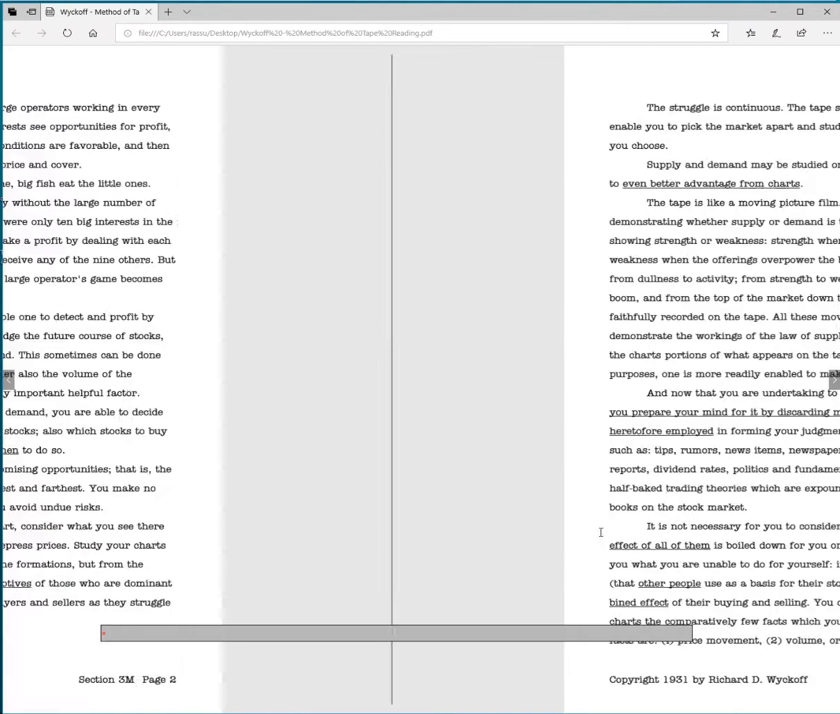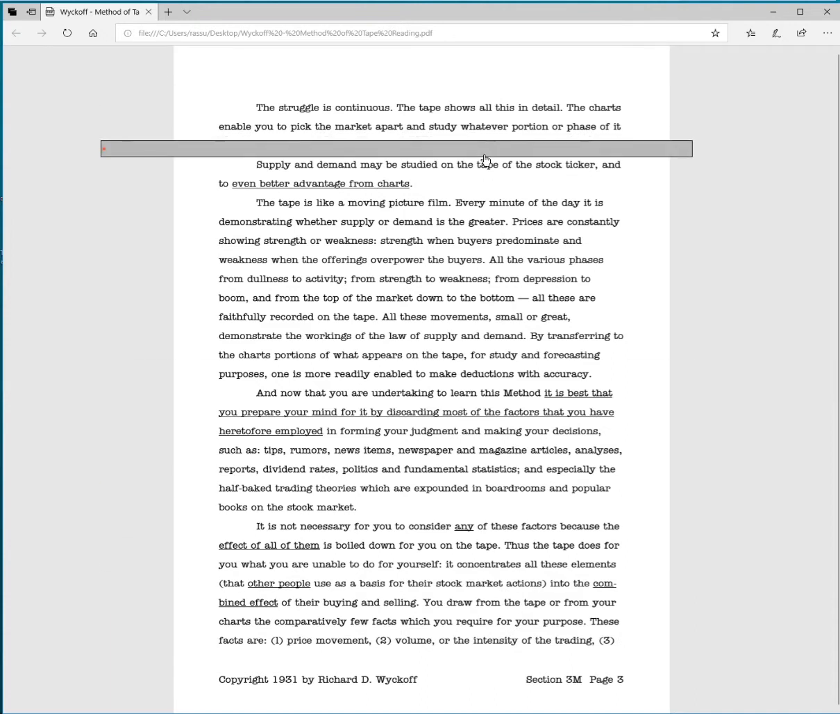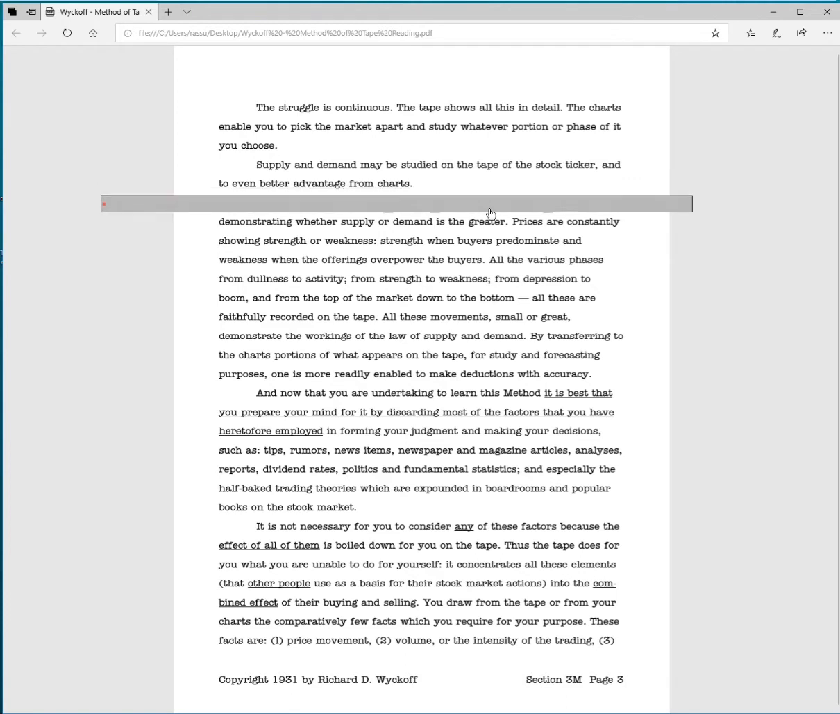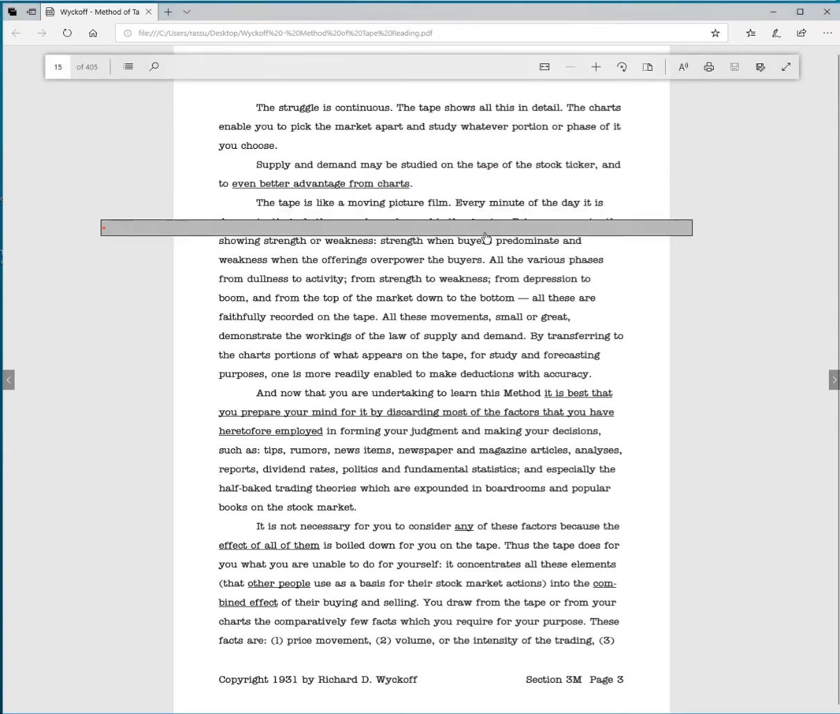Anyway, the struggle is continuous. The tape shows all this in detail. The charts enable you to pick the market apart and study whatever portion or phase in it you choose. Supply and demand may be studied from the tape as stock ticker, and even better by advantages from charts. You can study supply and demand from the tape and from charts. See? What that means is you can apply tape reading skills, principles on charts. You don't necessarily need a time and sales tape.